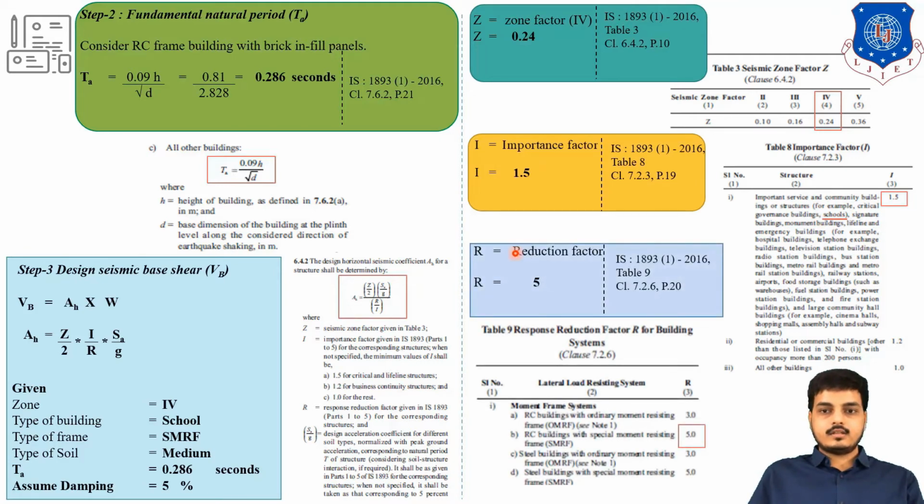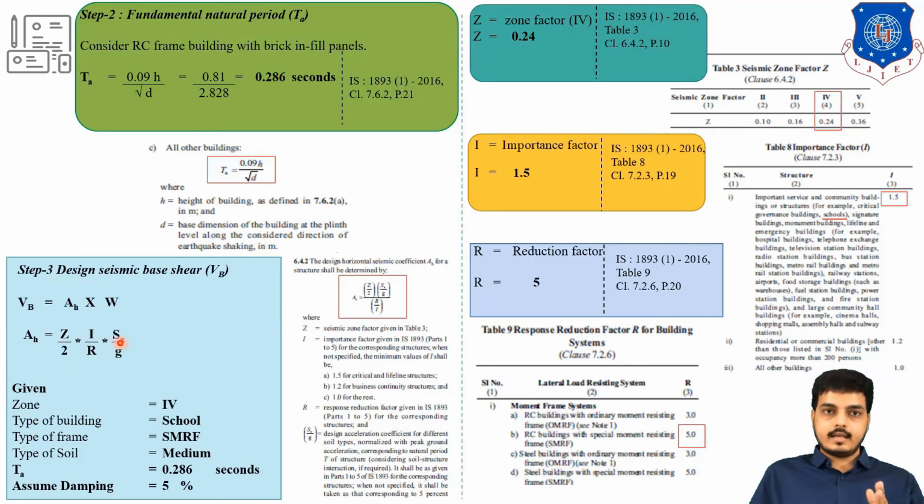Next is response reduction factor. In our question it has been given that it is an SMRF frame. What is SMRF? Special moment resisting frame, which is properly ductile detailed as per requirement. For a moment resisting frame of RC building, the SMRF type of frame, the value is 5. So I have taken R equals 5. It is given in Table 9, clause 7.2.6, page number 20. So these are the various factors we have found out: Z, I, R.